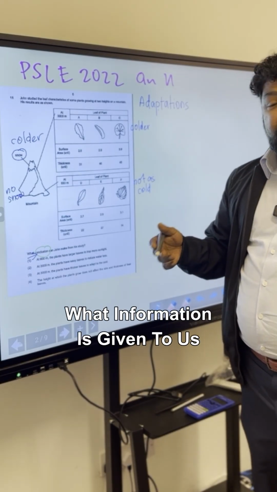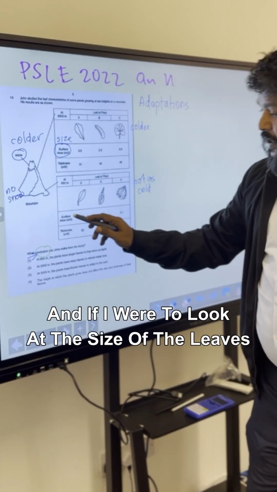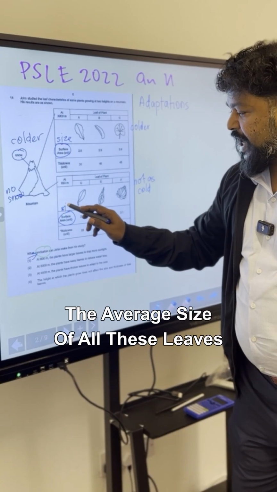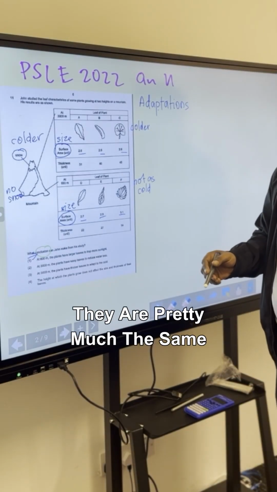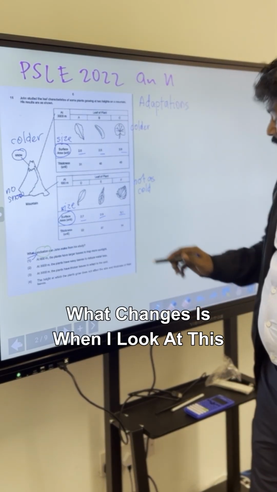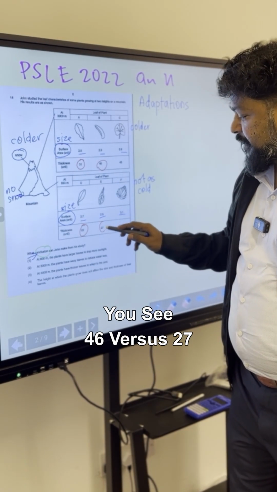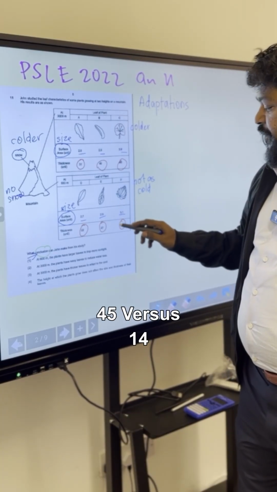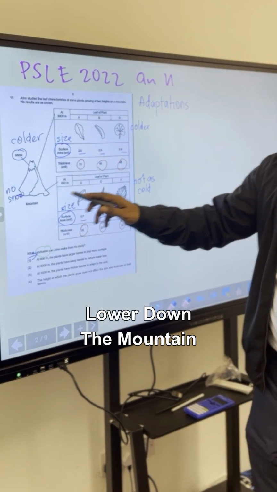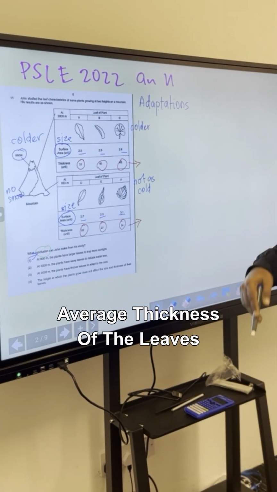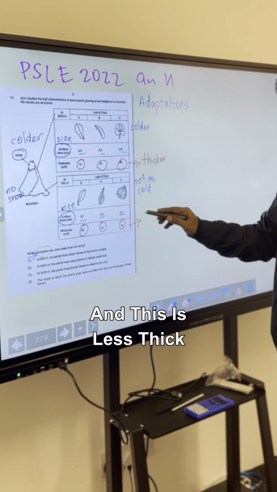And then let's look at what information is given to us. Surface area tells us basically the size of the leaves. If I look at the average size of all these leaves, they do not differ by much. They're pretty much the same. However, what changes is the thickness, which has changed quite a bit. You see, 46 versus 27, 45 versus 14. If I compare the average thickness of the leaves growing lower down the mountain with the average thickness of the leaves growing higher up the mountain, I notice that these leaves are actually thicker and these are less thick.